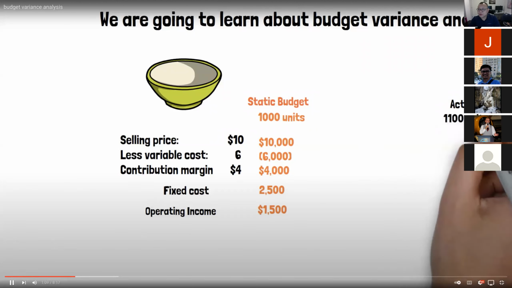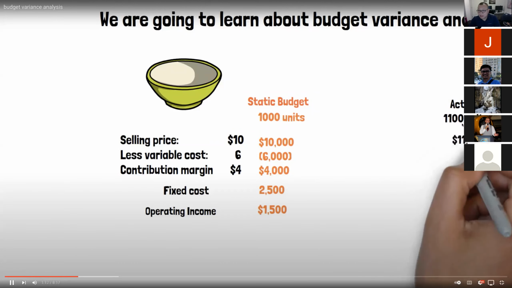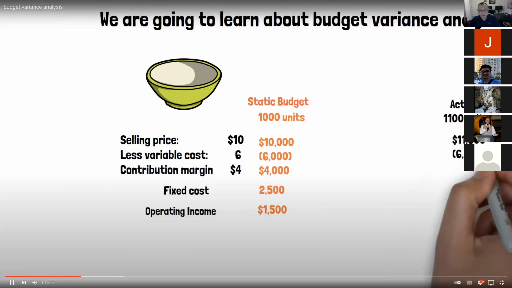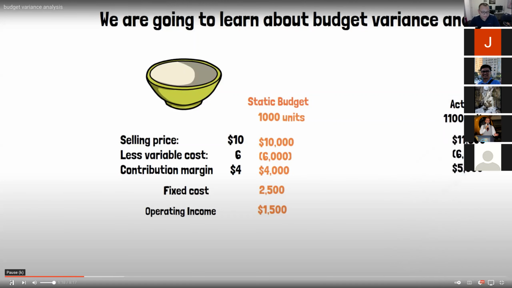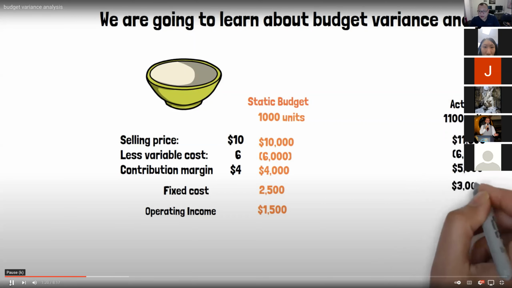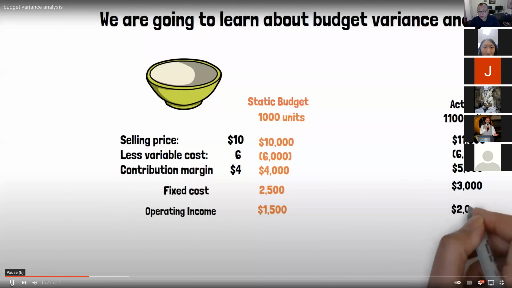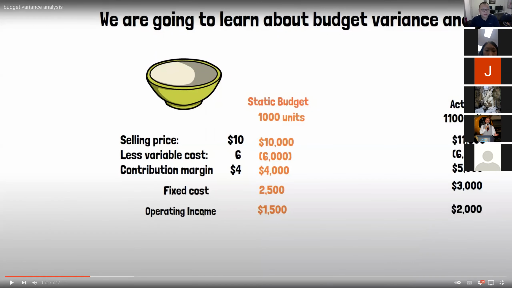Now, what's the actual? The actual is they sell 1,100 units, with revenue of 11,500. The cost is 6,500. These are the actual numbers. The contribution margin would be the difference, 5,000, and the fixed cost is 3,000, so the operating income is 2,000. This is our plan: we are hoping to sell 1,000 units, and according to our budget, we are making $1,500.